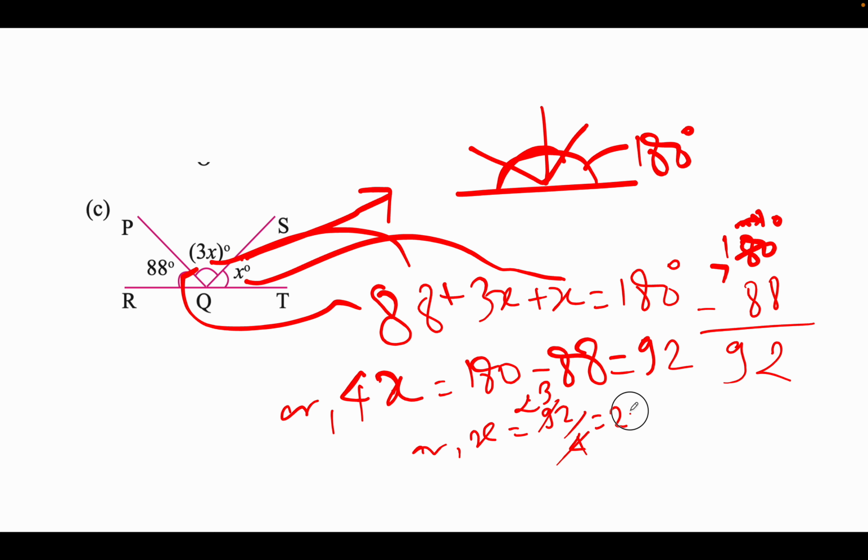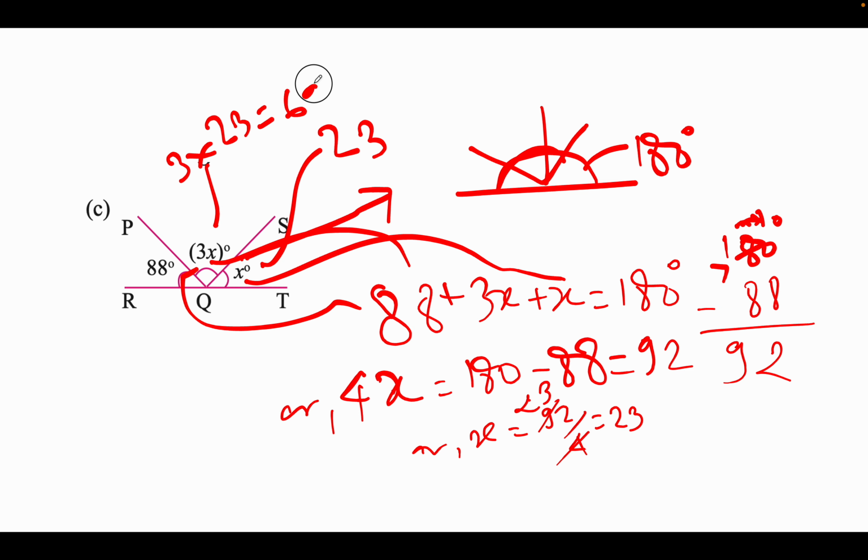23. So angle x is 23, and this is 3 into 23, means 69 degrees.